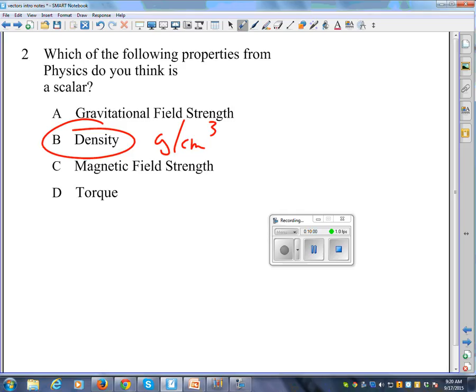Does this make sense? Gravitational field strength, what did I say? Gravity, 9.8 meters per second squared, down. I just said it a few minutes ago. Down is a direction. Magnetic field strength goes from north to south. You might not know that. Torque has to do with rotation, in a direction. Not an easy question. That's okay.